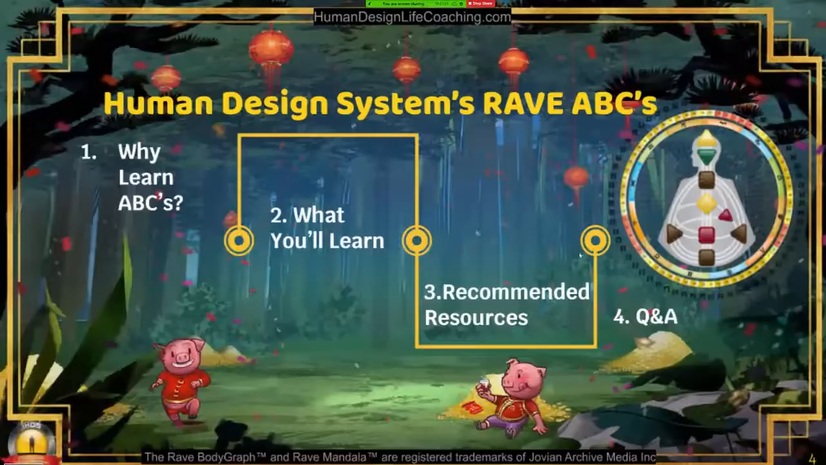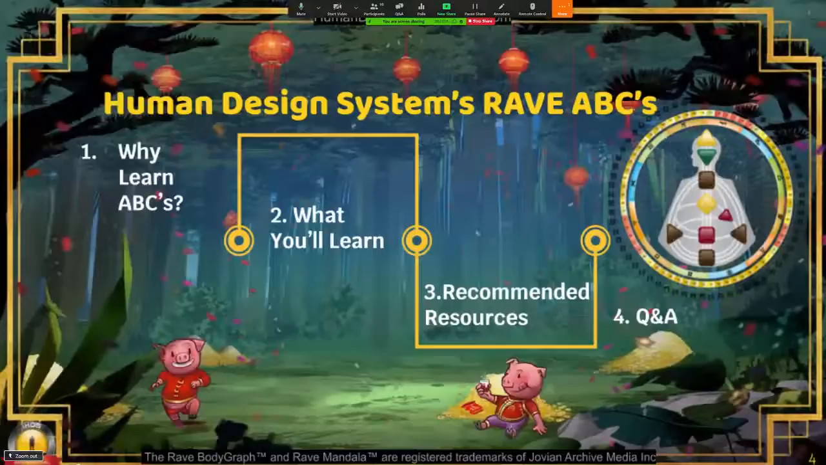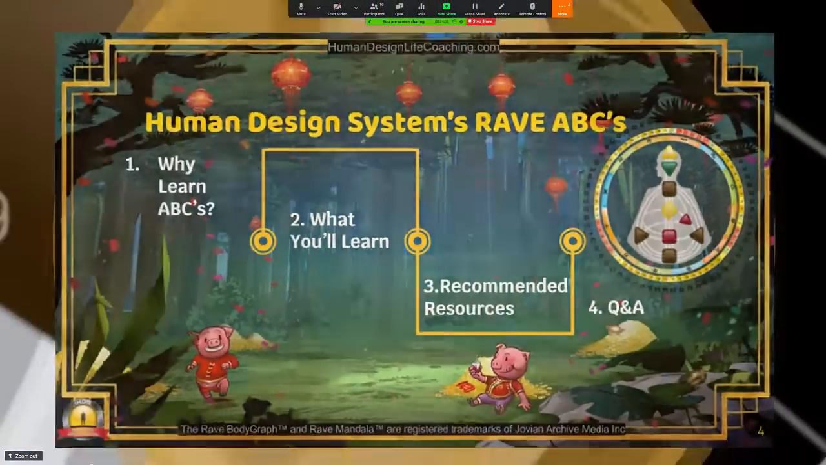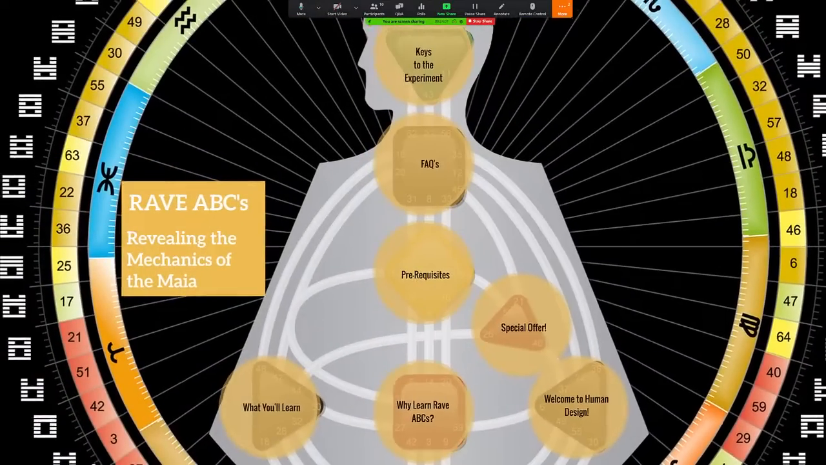So in this particular presentation, again, why are we going to learn this stuff? What you're going to learn, I need to share with you some really highly recommended resources and also give you an opportunity to ask some basic questions about the system. So I've worked for Jovian Archive for, let's see, it's 6 years now. So I know a lot about who does what and who can do what, and I can connect the dots and share resources and such. So that's part of my trip as a projector, as an advisor.